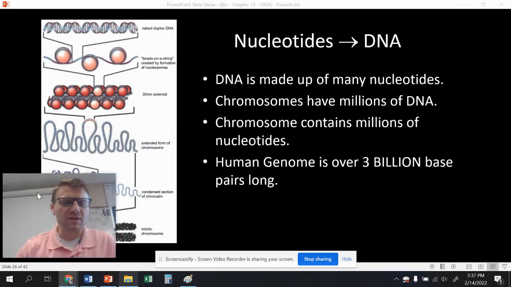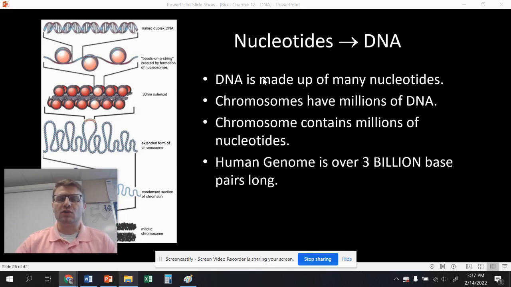So remember, this is just a good recap of DNA. So nucleotides make up DNA. DNA makes up chromosomes, and you have millions of nucleotides inside a single chromosome. Chromosomes, there are 46 of them, are in each one of your cells, and each chromosome consists of over 3 billion base pairs of nucleotides. That's a lot of nucleotides per cell.